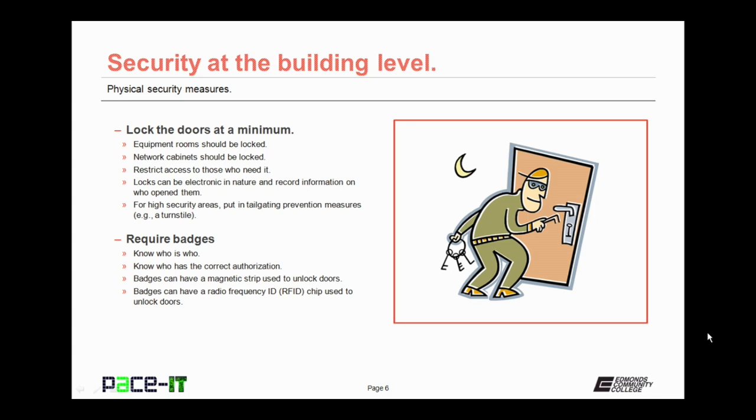If you are in a high security area, you might want to think about installing tailgating prevention measures. Tailgating is when somebody without authorization follows directly behind somebody who is authorized. A turnstile can prevent tailgating.